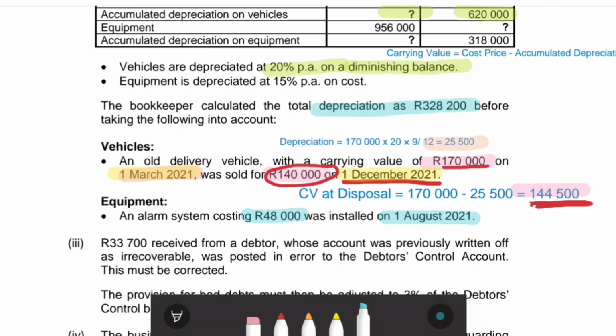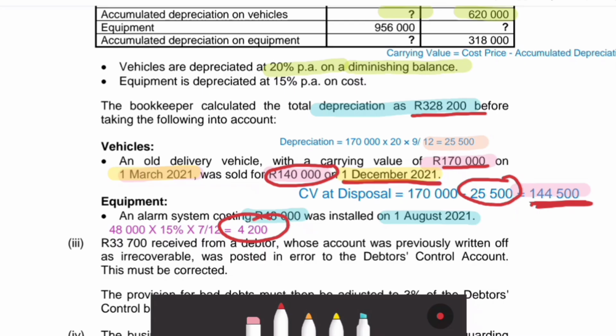How many months do we have for the period? A total of 7 months. The depreciation works out to be $4,200. And our total depreciation now will be what the bookkeeper has calculated, the $328,200, plus what we've calculated to be the depreciation for the disposed asset, as well as the depreciation for the new alarm system.